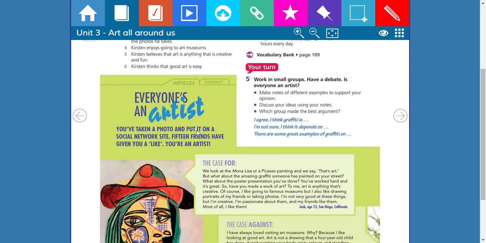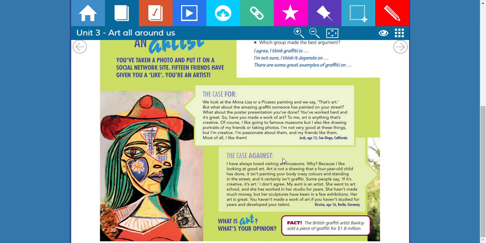It's like, for example, when you take pictures and you put them on your Facebook, and people give you a like. Is that an artist? Maybe if the picture is beautiful, could be, but if it is a picture where you appear and that's it, well, it depends on the point of view. Listen, the topic is everyone's an artist. A case for or a case against. So it's like a debate. Debate, teacher. What is debate? Es un debate.